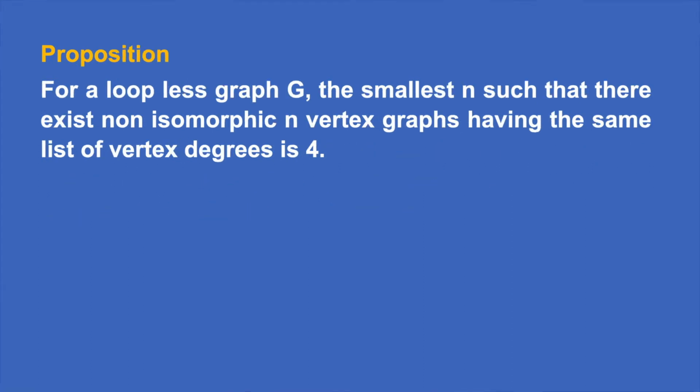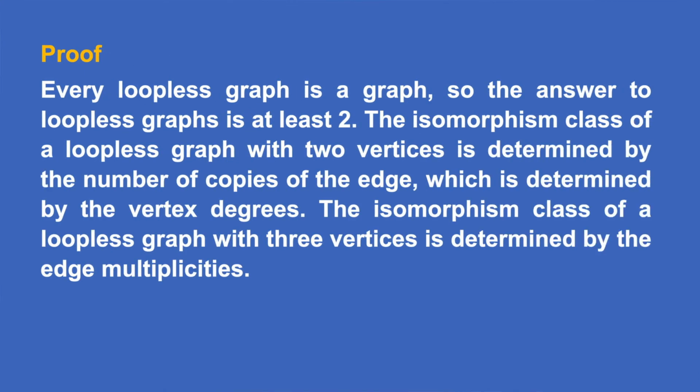The next proposition is, for a loopless graph G, the smallest n such that there exist non-isomorphic n-vertex graphs having the same list of vertex degrees is 4. The proof: every loopless graph is a graph. So, the answer for loopless graphs is at least 2. The isomorphism class of a loopless graph with 2 vertices is determined by the number of copies of the edge, which is determined by the vertex degrees. The isomorphism class of a loopless graph with 3 vertices is determined by the edge multiplicities.